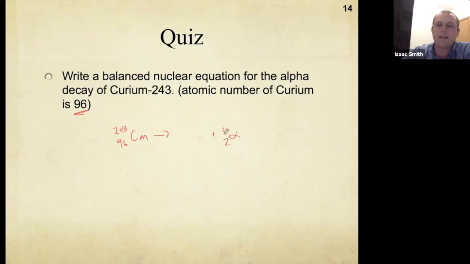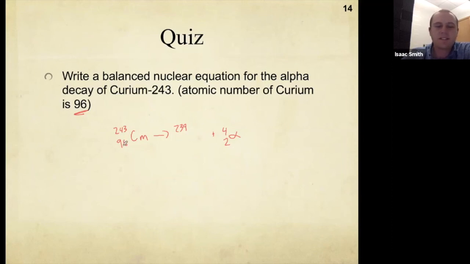And we know alpha decay is 2 neutrons and 2 protons. So now we balance the mass numbers on the left and the right side. We have 243 mass units on the left. We already have 4 on the right from this alpha particle. So we would have 239 mass units in the element that it's turning into.